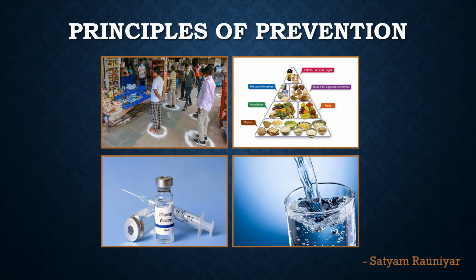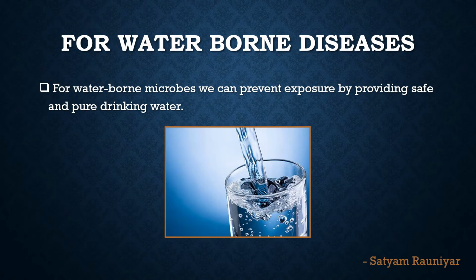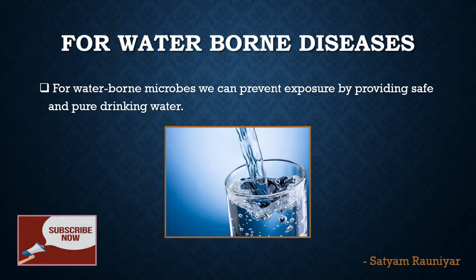Principles of prevention. For airborne diseases, we can prevent exposure by avoiding overcrowded places and maintaining social distancing. For waterborne diseases, we can prevent exposure by providing safe and pure drinking water.